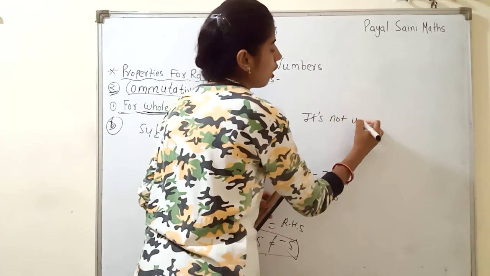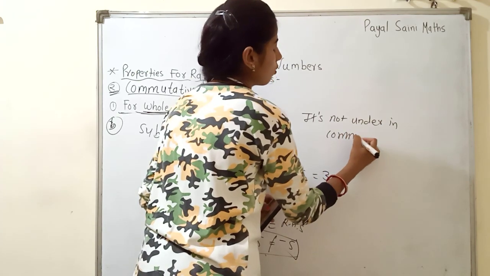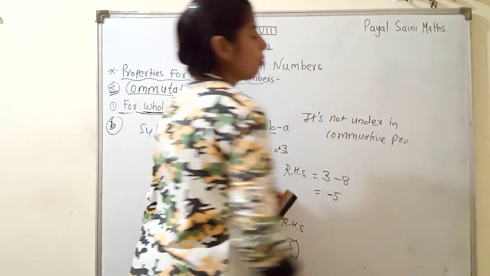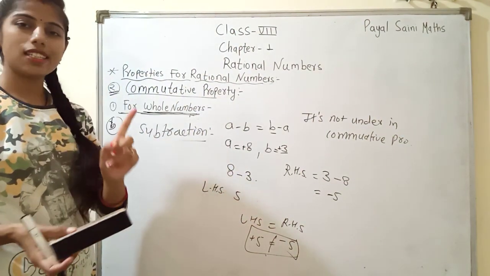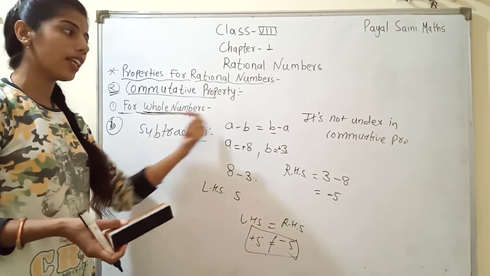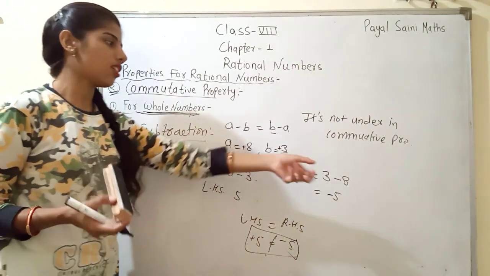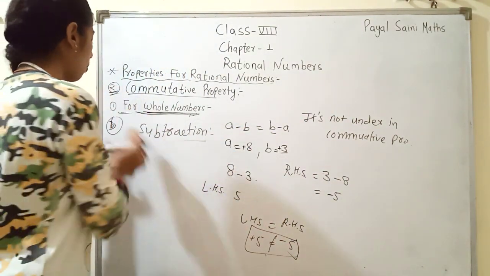So we can say it's not under commutative property. Like that we can say for the operations: first is addition, which is verified and under commutative property. Second is subtraction, which is not under commutative property. Next, third is multiplication.